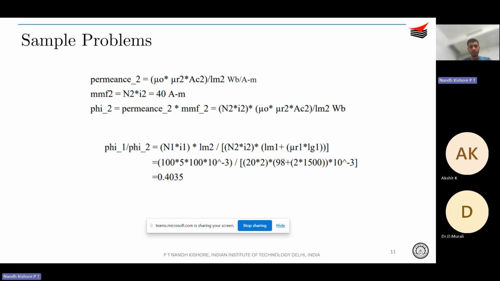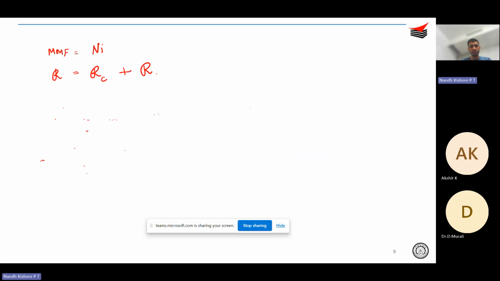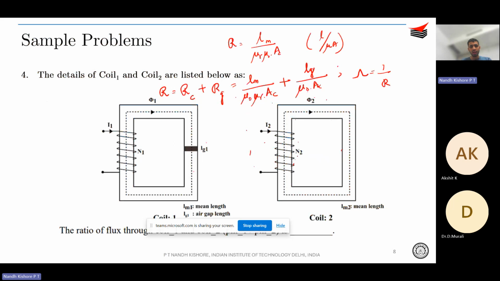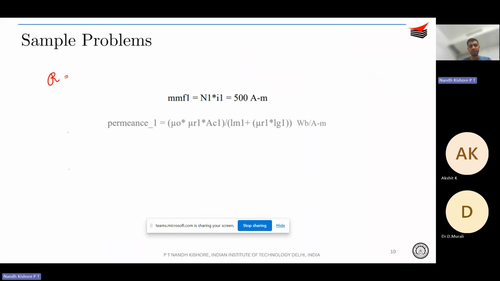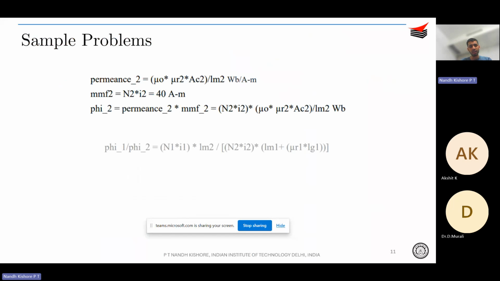So if you have any doubts, you can write in the chat box, but I guess this is pretty simple. It's just based on the magnetic path, and all the parameters are given in the problem itself. So you can individually calculate what is permeance 1 or reluctance 1, and similarly reluctance 2, MMF 2. So phi 1 by phi 2.